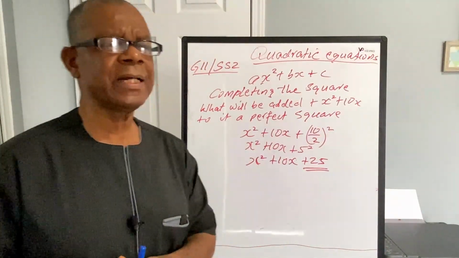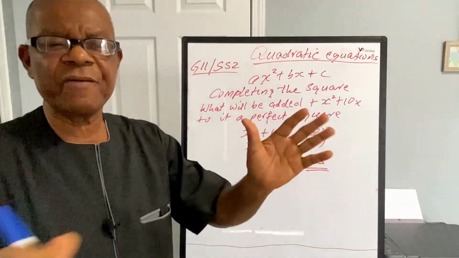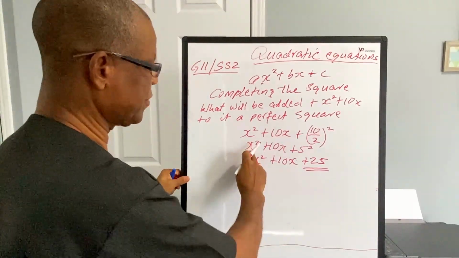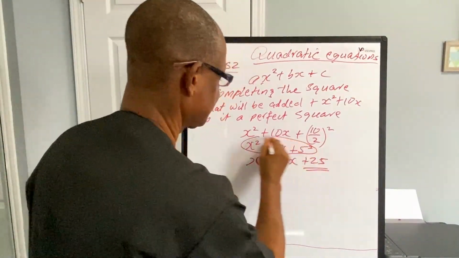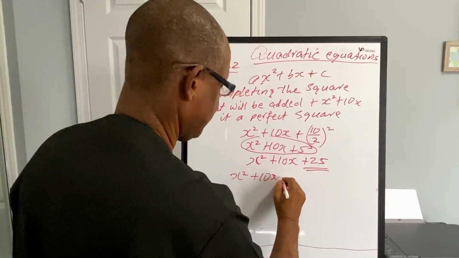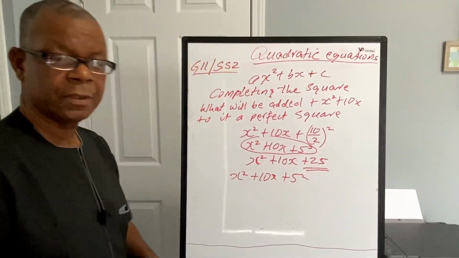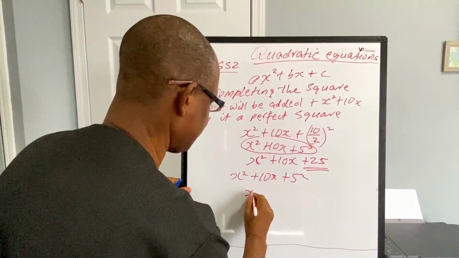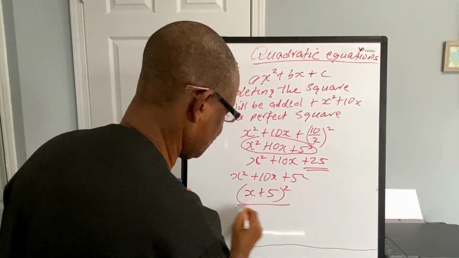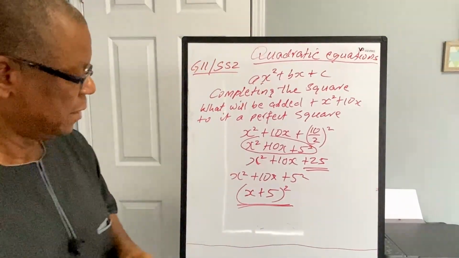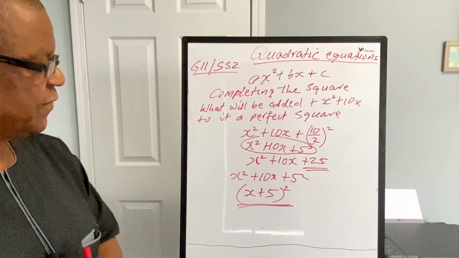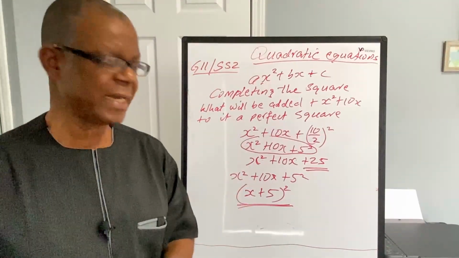Now in the question, you may be expected to express your answer as a perfect square. In that situation, from what we have here, x squared plus 10x plus 5 squared, you simply pick this variable x and this 5 and square everything. So you have expressed your answer as a perfect square. That is, if the question says express your answer as a perfect square.